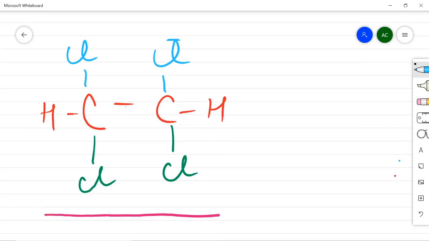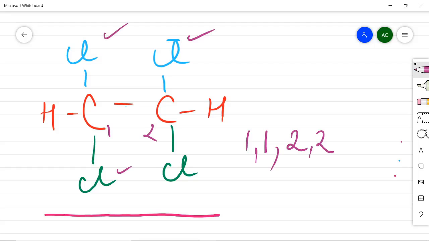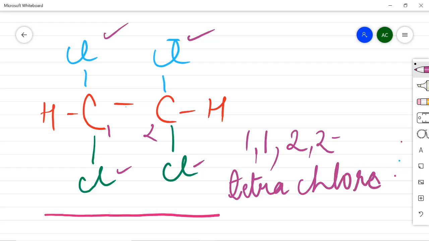So अब फिर से इसकी नेमिंग करेंगे. So 1 और 2, तो इसका नाम क्या हो जाएगा? 1 पे 2 और 2 पे भी 2, तो हम इस तरह से लिखेंगे इसको 1,1 एंड 2,2. और कितने क्लोरीन हो गए? 1 2 3 4. सो टेट्रा, तो लिखेंगे 1,1,2,2. देन वी विल राइट टेट्रा क्लोरो. ठीक है, टेट्रा क्लोरो हो गए. 2 कार्बन है, तो एथ रहेगा और सिंगल बॉन्ड है तो इथेन. So 1,1,2,2-tetrachloroethane is the name of this compound.